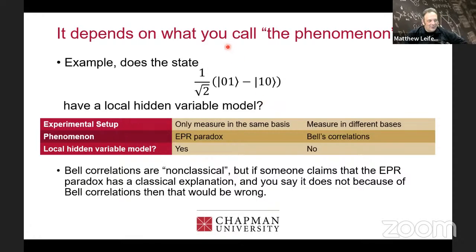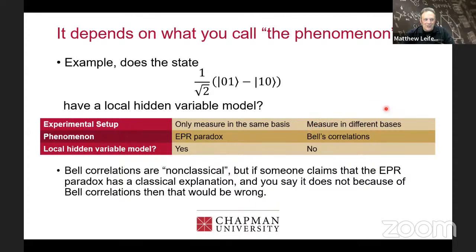There's another thing which often happens, which is that it also depends on what you call the phenomenon, right? This is easy to illustrate by an example. For example, you might ask the question, does this state, the singlet state, have a local hidden variable model? Well, it depends on what you do with it, right? If I only measure the two systems in the same basis, then I get the kind of correlations that I have in the EPR paradox. And in the EPR paradox, yes, that can be modeled by a local hidden variable model. In fact, that's exactly what Einstein was suggesting we ought to do. Okay, so if I say I only measure in the same basis, then yes, there's a local hidden variable model.